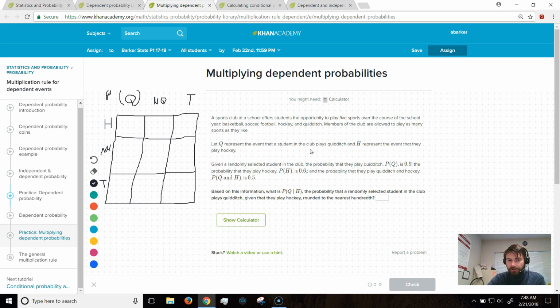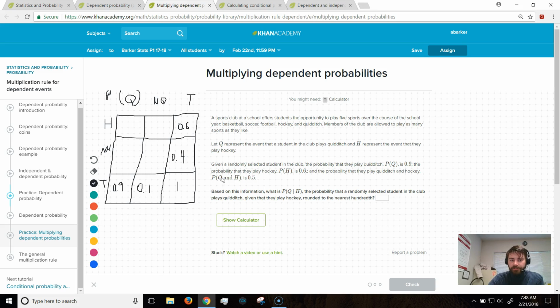So the probability for Quidditch is 0.9, so the Quidditch column is going to total to 0.9. And the hockey row is going to total to 0.6. And everything in probability has to total 1, so this is going to be 1 here. So this is going to be 0.1, and this is going to be 0.4. So they have the total of 1. Put a 0 in front of the decimal to make it easier. Being a little meticulous in math can help make things more clear.